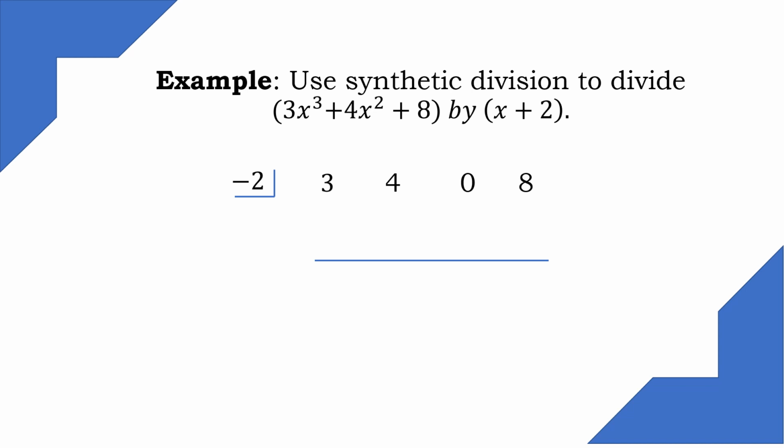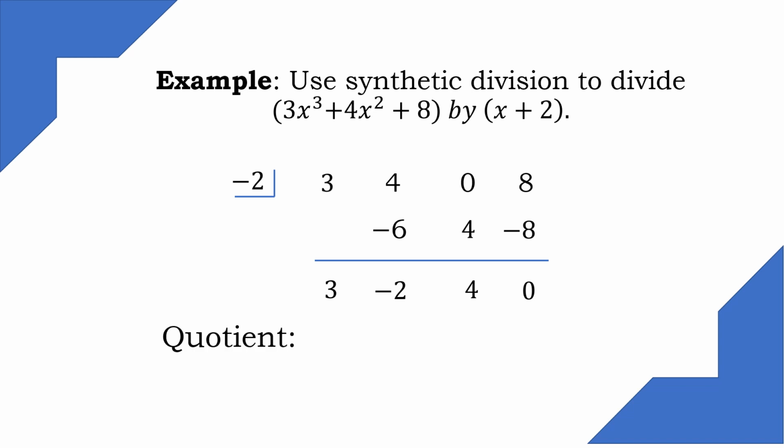The first step is to bring down the first coefficient in the third row, and that is 3. 3 times negative 2, we have to multiply them. We have negative 6. And then we add 4 plus negative 6, and the answer is negative 2. We then again multiply. Negative 2 times negative 2 is positive 4. And then we add 0 plus 4 is 4. We multiply again. 4 times negative 2. And the answer is negative 8. And then we need to add 8 plus negative 8. And that is 0.